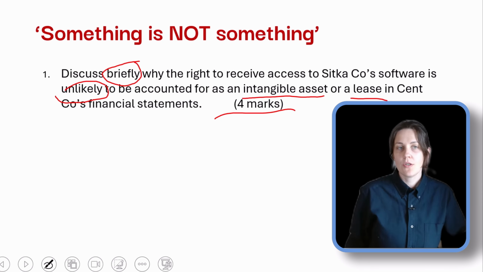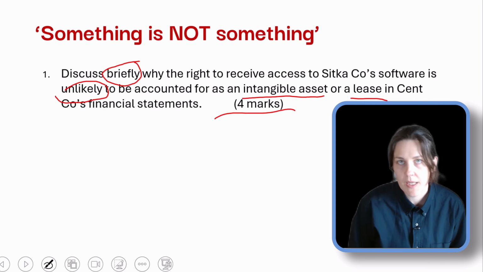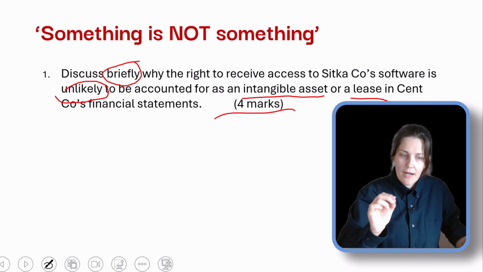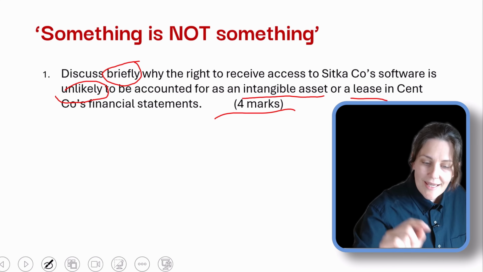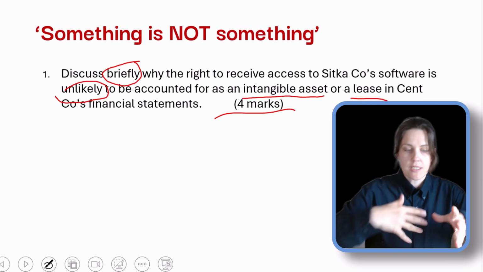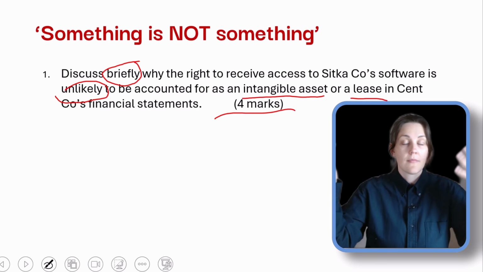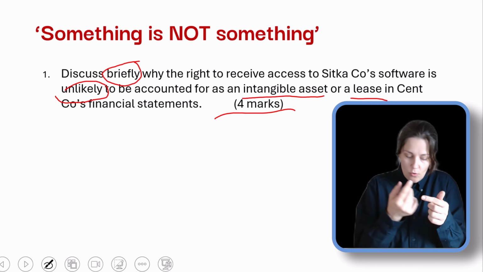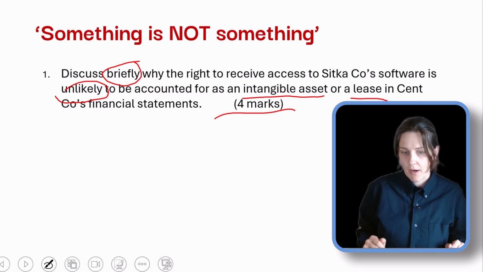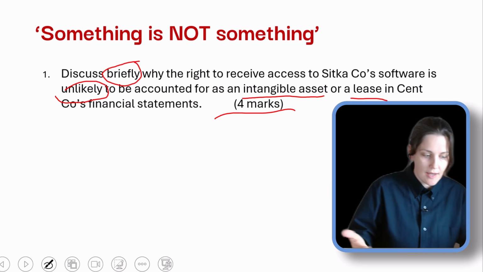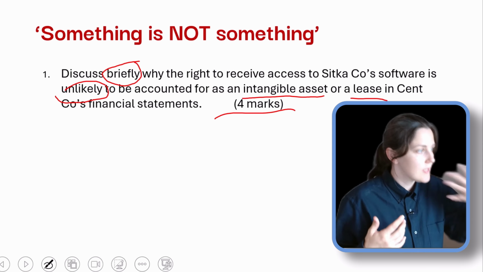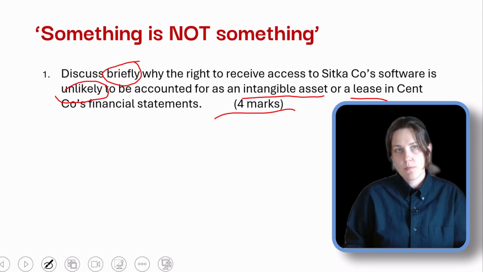If you are just going to say that, oh, it won't be accounted for because it has to be expensed, this is 0 marks. The question specifically asks you to explain why it is not an intangible asset, why it is not a lease, which means that you are going to give a definition that an intangible asset is non-monetary, blah, blah, blah. And then you are going to challenge each and every part of that very definition in order to get a mark. The same idea for a lease. You're going to say that a lease is an agreement that takes a right of use asset. You're going to give a definition of a right of use asset, and you are going to explain that this is not one.